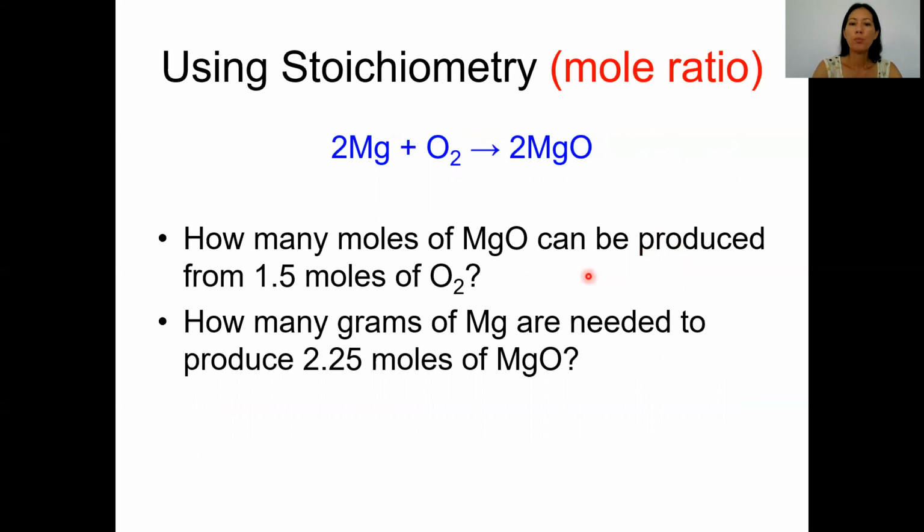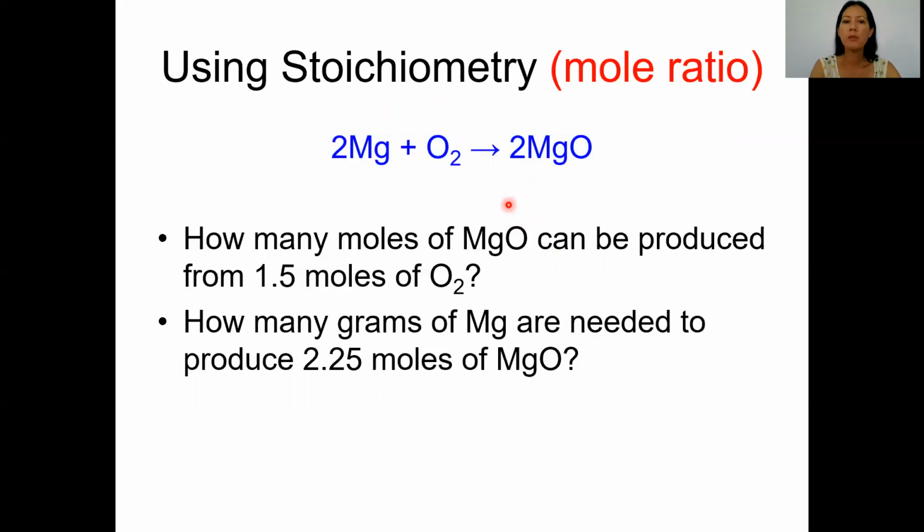So the first problem is how many moles of magnesium oxide, the product, can be produced from 1.5 moles of O2. The biggest tip I want to give you is never think that these big numbers in front are the real numbers in the lab. If I ask you how many magnesium oxides can be produced, don't say 2 because you see a big 2 here. These are just relative amounts. This could be 424, but we use the simplest whole numbers.